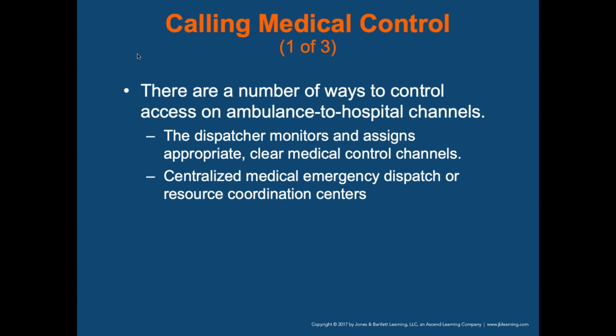There are a number of ways to control access on the ambulance hospital. The dispatcher monitors and assigns appropriate clear medical channels or centralized medical emergency dispatch or resource coordination center. So in Maine and New Hampshire, you just call the hospital. In Massachusetts, they have something called CMED. They have Northeast CMED and Boston CMED. And you call a CMED channel, say, I want to report to BMC. All right? So they'll go to channel 22. So you switch to channel 22, then they page the hospital through a tone, then they come on board, and then you have communications. So again, every system is different depending on which state you go to.